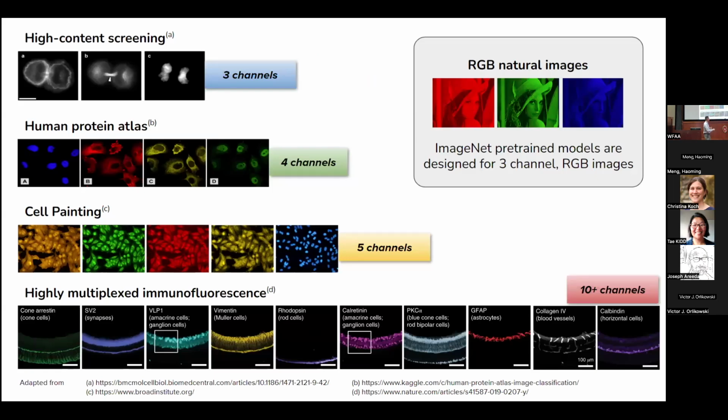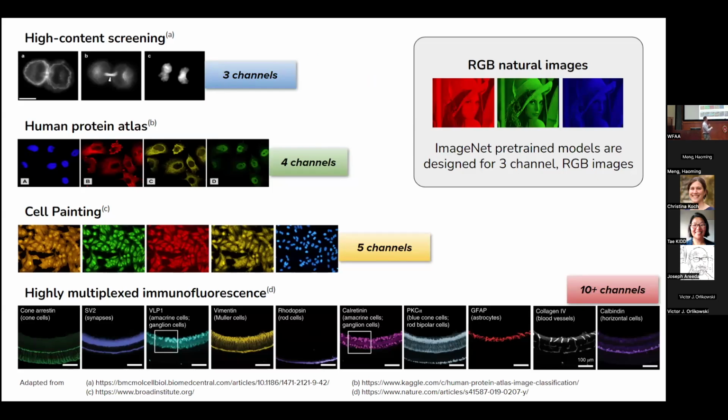So here you can see that the typical natural image has only 3 channels, RGB, and that's kind of the standard. It's easy to pre-train a model when you have standardized images. But in biology, we have images of high content screening that have more than 3 channels. The Human Protein Atlas is an example of a 4-channel panel.